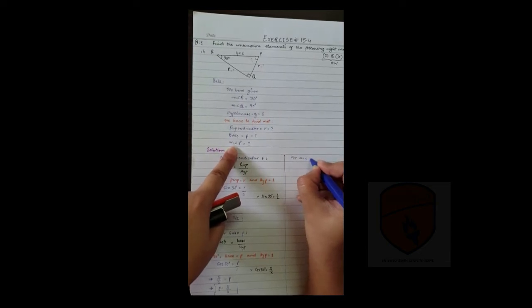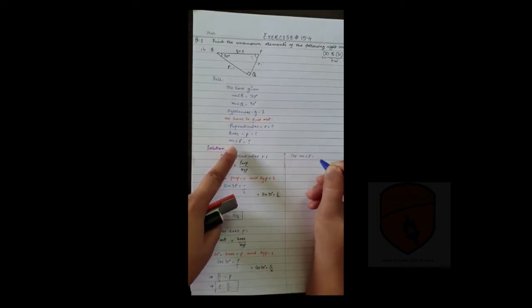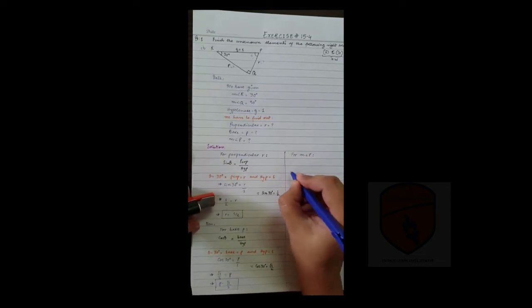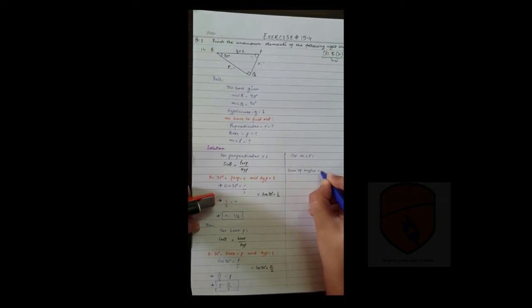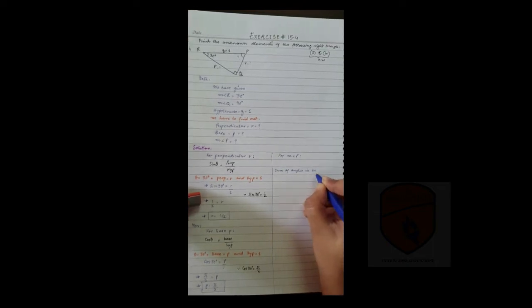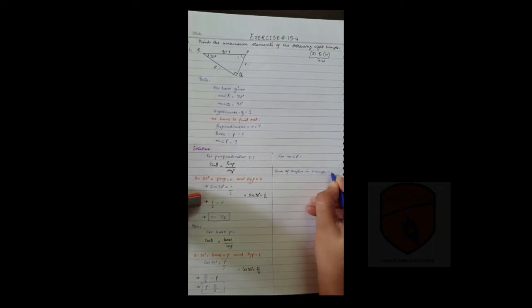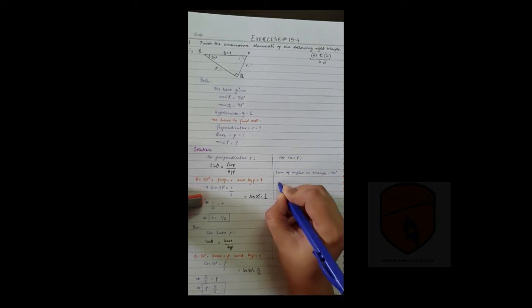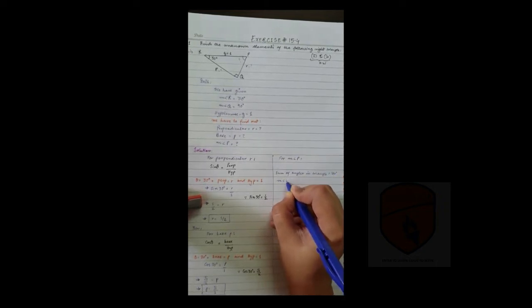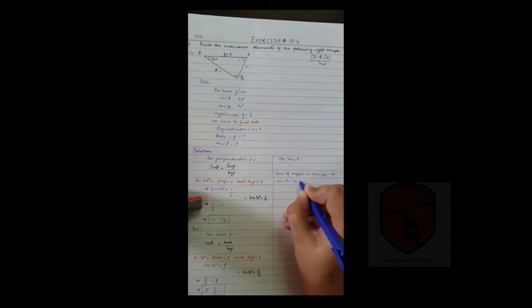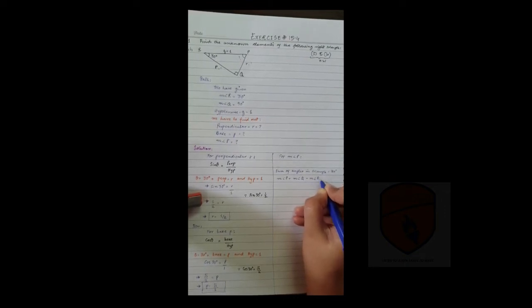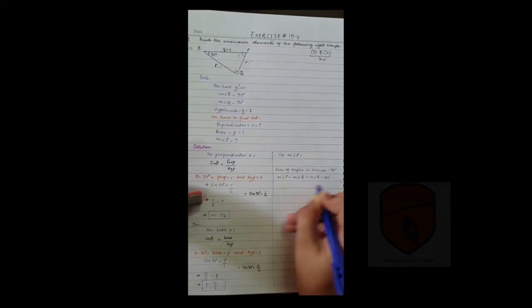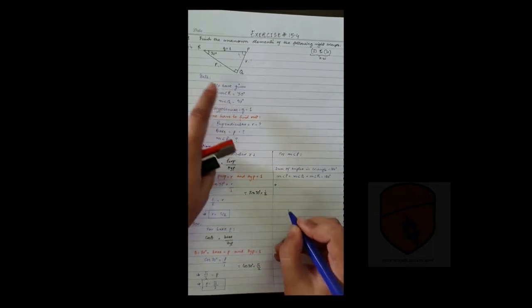Measurement of angle at vertex P. Now we know that the sum of angles in a triangle is equal to 180 degrees, right? It means that measurement of angle P plus measurement of angle Q plus measurement of angle R is equal to 180 degrees. So we have been given measurement of angle P.